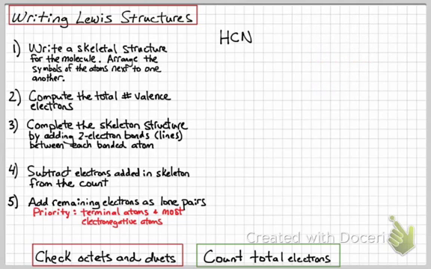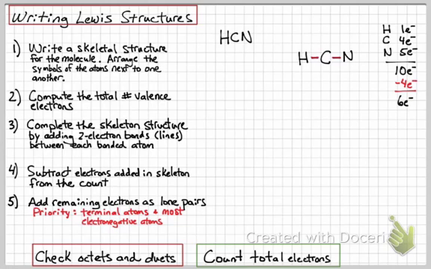So now, our hydrogen cyanide molecule. We're going to write the skeleton structure with carbon as the central atom. We'll compute the total number of valence electrons. Hydrogen has 1 electron, carbon 4 electrons, nitrogen has 5 electrons, and so we have a total of 10. We'll write in the bonds between the atoms to complete our skeleton structure. We subtract those electrons from our count. That leaves us with 6 that we have to add in as lone pairs.